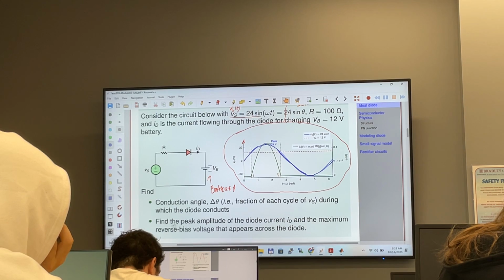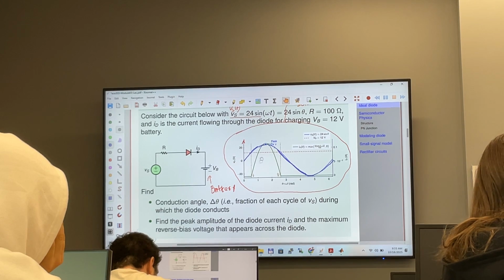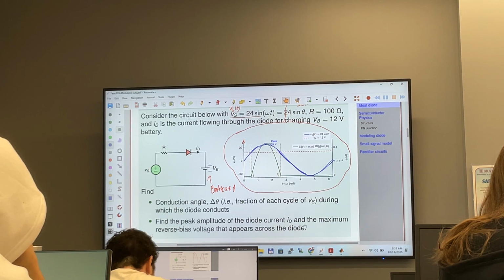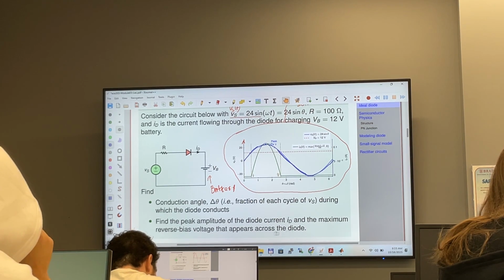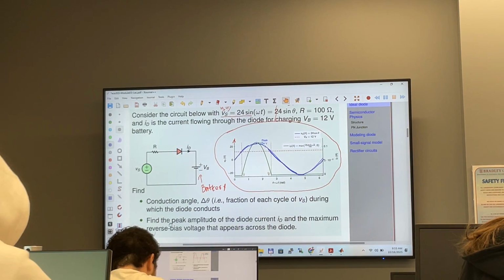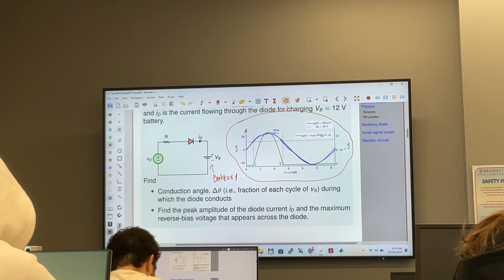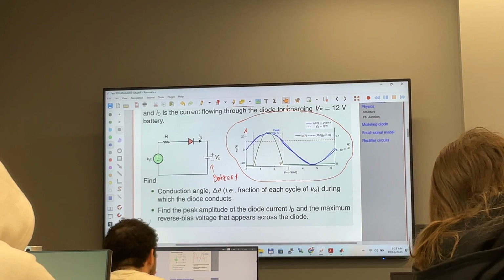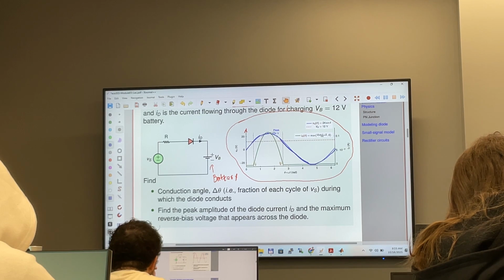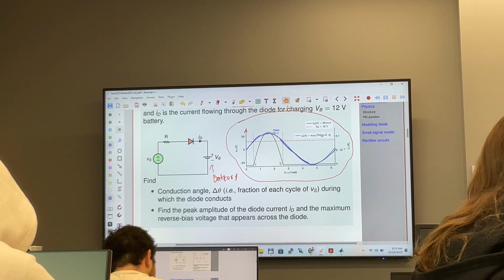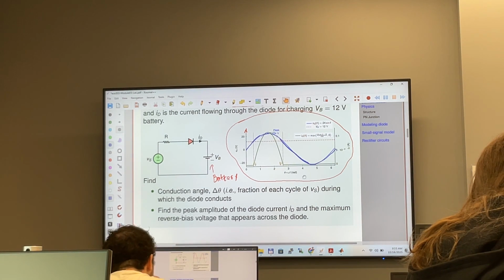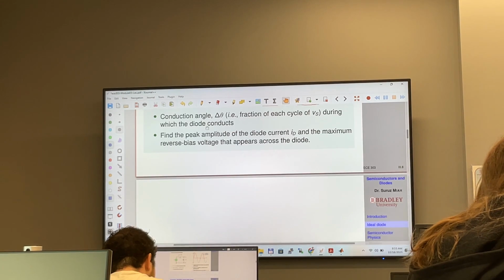And the second question: find the peak amplitude of the diode current I_D that I drew already. I'm going to show you how we find the diode current I_D and the maximum reverse bias voltage that appears across the diode. So we'll be using KVL. As electrical engineers, we simply cannot forget KVL. We'll be using some mathematical functions, and then we'll come up with the solution.